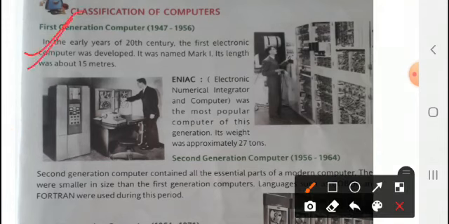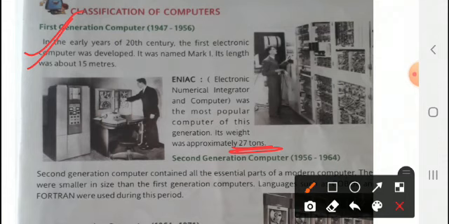In the early years of the 20th century, the first electronic computer was developed and it was named Mark 1. Its length was about 15 meters. This Electronic Numerical Integrator and Computer was the most popular computer of this generation because it was the first one. Its weight was approximately 27 tons. You can imagine how heavy it was.